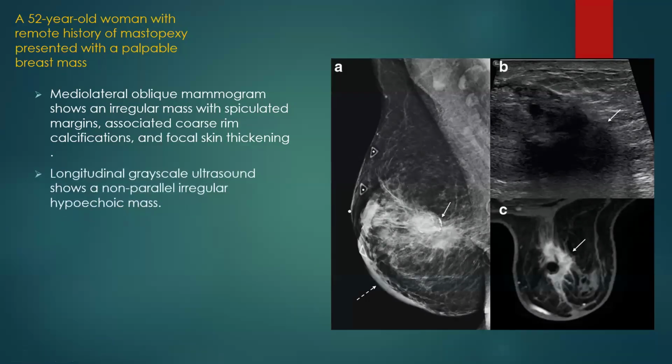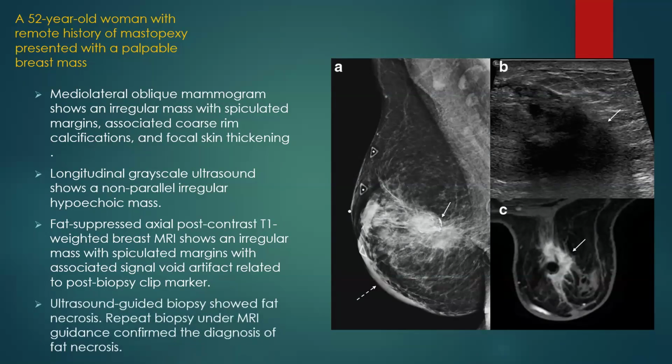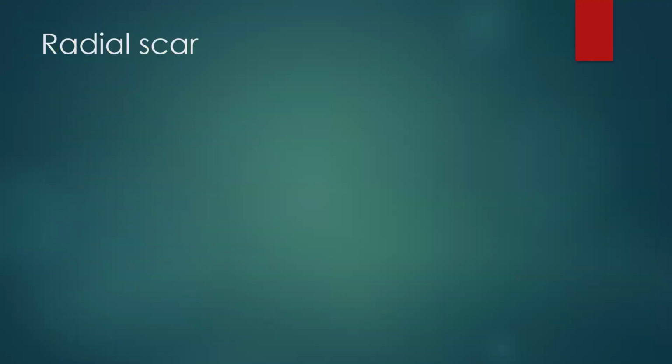Longitudinal grayscale ultrasound shows a non-parallel irregular hypoechoic mass. And fat suppressed axial post-contrast T1 weighted image shows an irregular mass with spiculated margins with associated signal void artifact related to post-biopsy clip marker. The ultrasound-guided biopsy showed that this is fat necrosis, and a repeat biopsy under MRI guidance confirmed the diagnosis of fat necrosis as well.